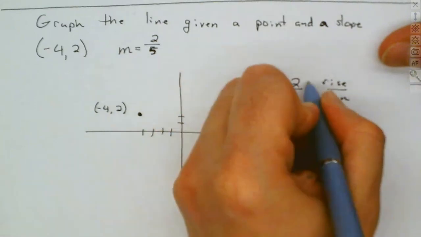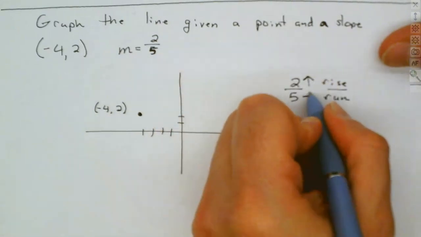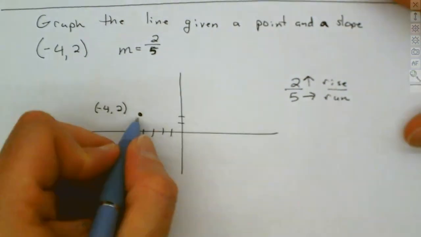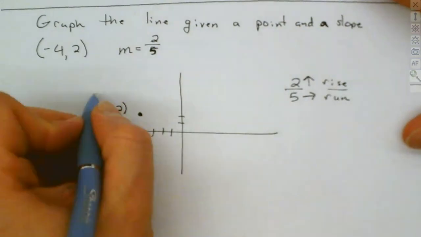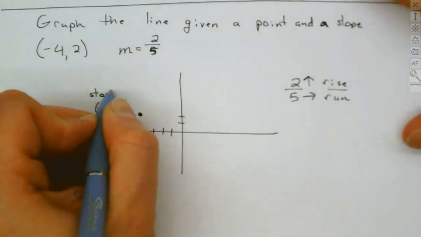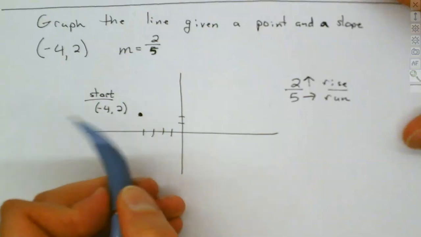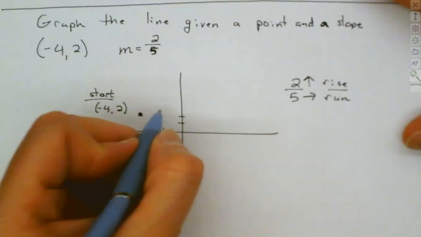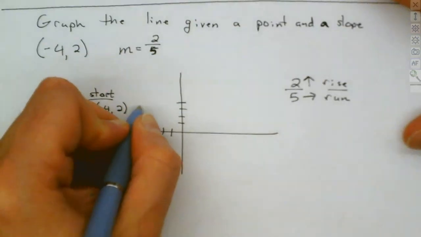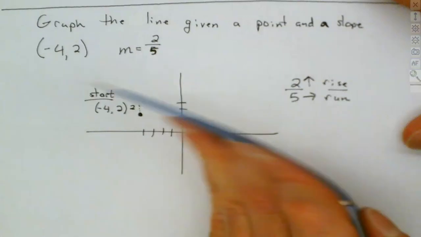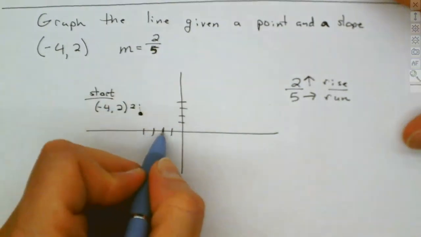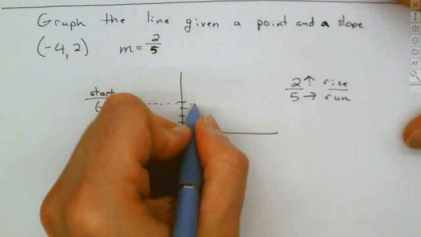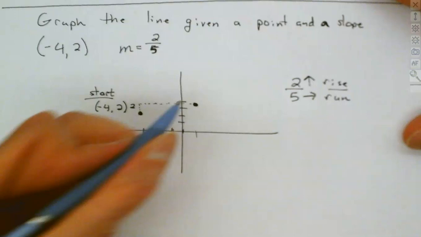So that means we're going to go up 2 and we're going to go over what? 5 units. Now, where do we start at? We start right here. Okay, so this is the starting point. So we start at our point. We start at this point, -4, +2, and we're going to go up 2 more units. And then we're going to go over 5. So 1, 2, 3, 4, 5 units over. And that makes my second point right there.